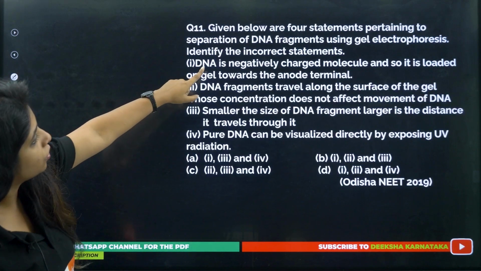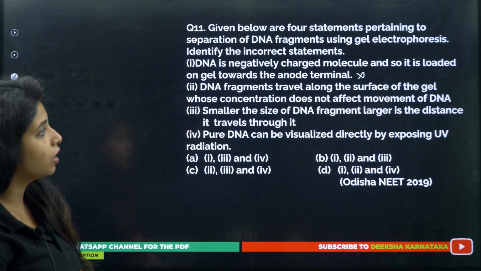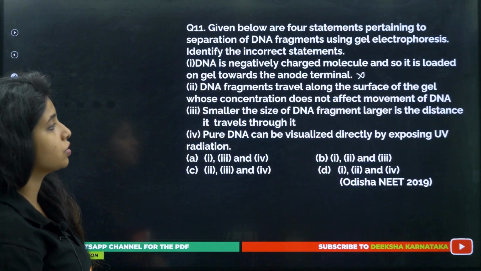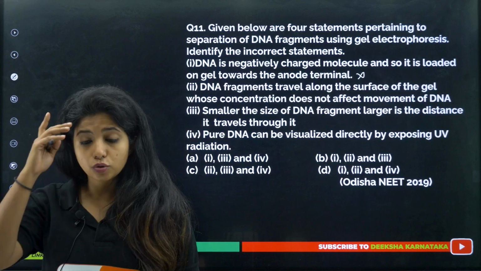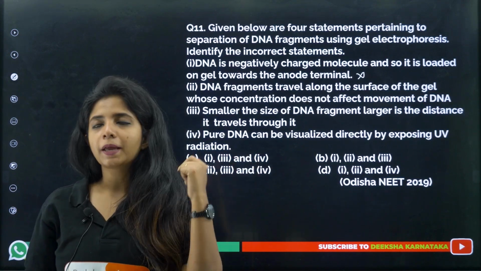Okay. What do you have to incorrect statement? So this is wrong. Okay, agreed. Now, DNA fragments travel along the surface of the gel whose concentration does not affect the movement of the DNA. Now this is one extra piece of information I told you in the class when I spoke about gel electrophoresis, but still.